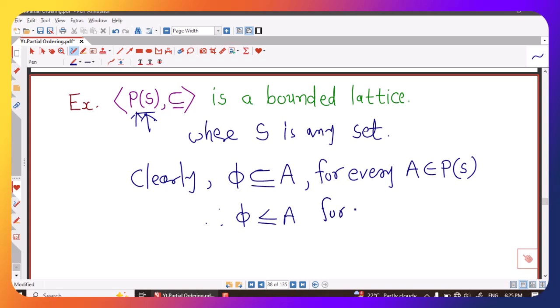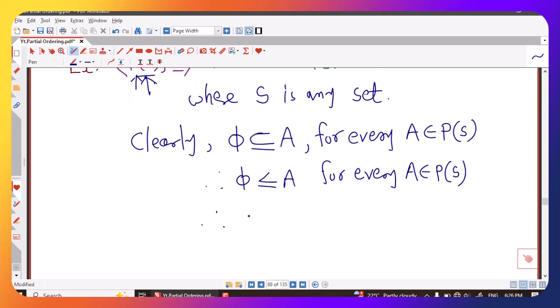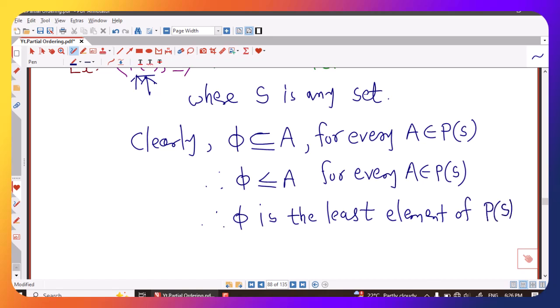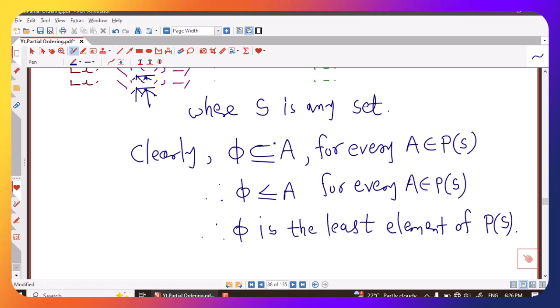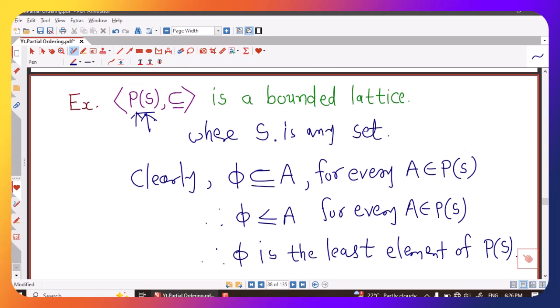This we can write that for every A in a power set, phi is related. Therefore phi is the least element, and phi is always in power set of S. Phi is the least element of power set of S. That means least element exists in power set of S.